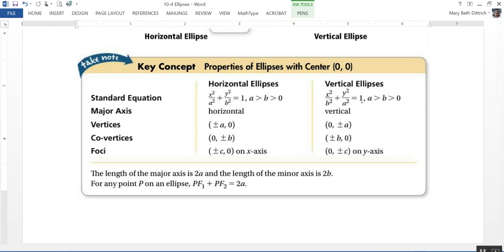Here's how I remember it. A always has to be the bigger number. If the bigger number is under x, the x squared, then it's going to be in line with the x-axis. It's going to be longer from left to right. A is your bigger number. If a is under y, then it's going to be longer on the y-axis. It's going to be stretched top and bottom. That's how I remember it.